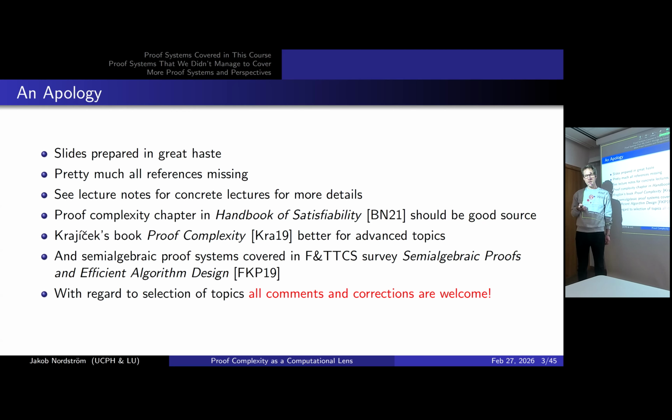I mentioned it in general: although it has a proof complexity and SAT solving focus, the proof complexity chapter in the SAT Handbook is probably still a pretty good, modern, up-to-date reference for what we're covering. Of course, Krajicek's book is much more comprehensive and has more coverage of the advanced topics. But one thing that both the survey chapter by Sam and myself and, to some extent, Krajicek's book are missing is the semi-algebraic material, where there is a very good survey by Fleming et al., which I think is still a good read.